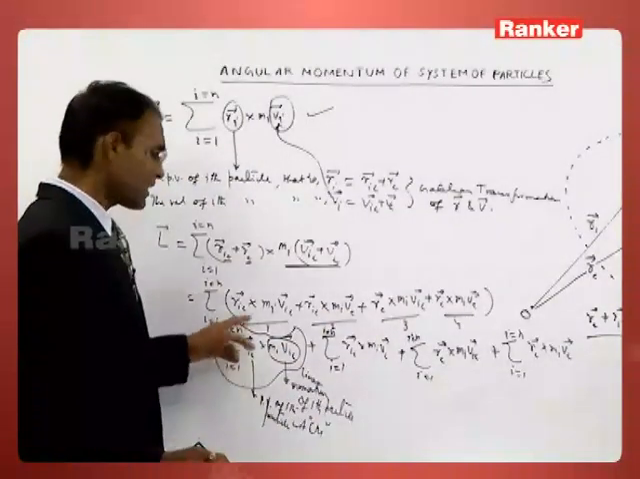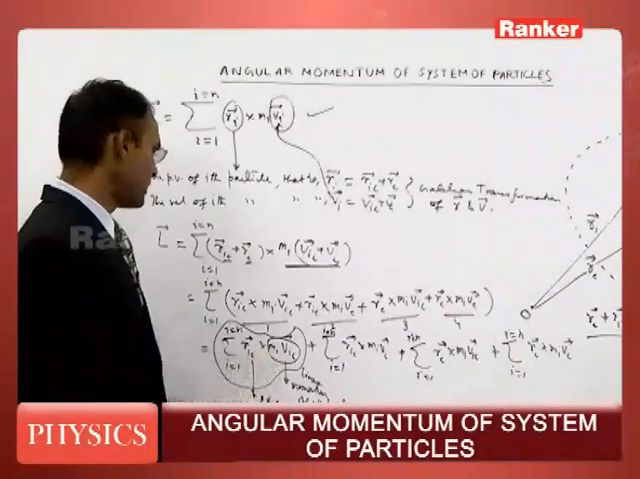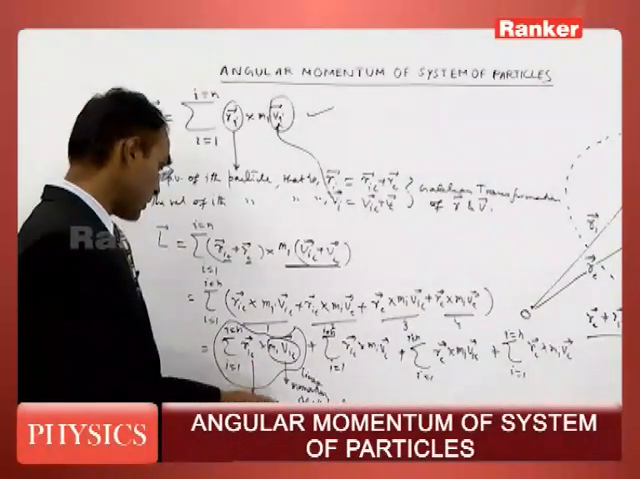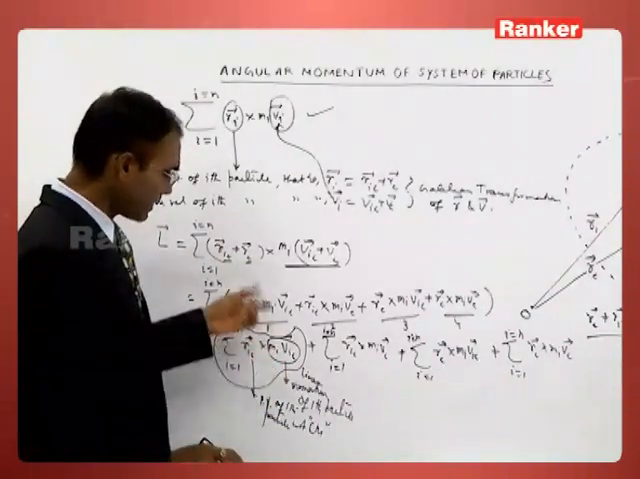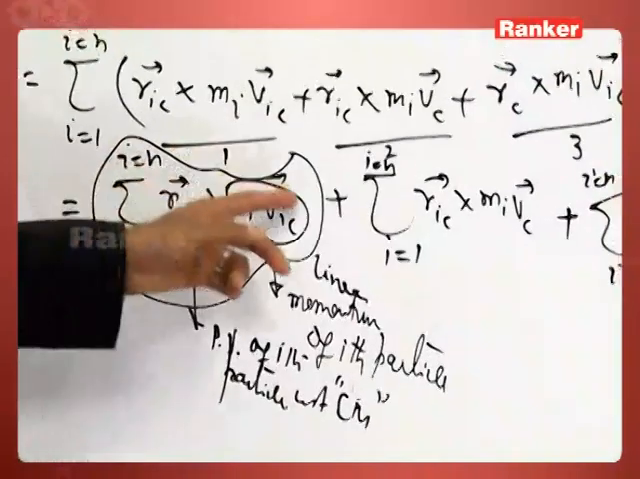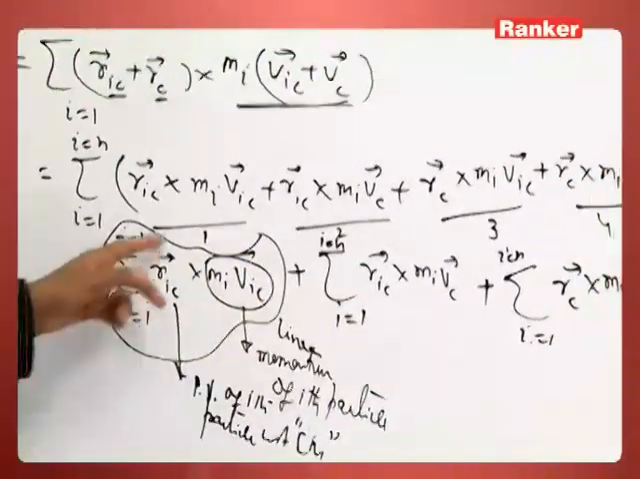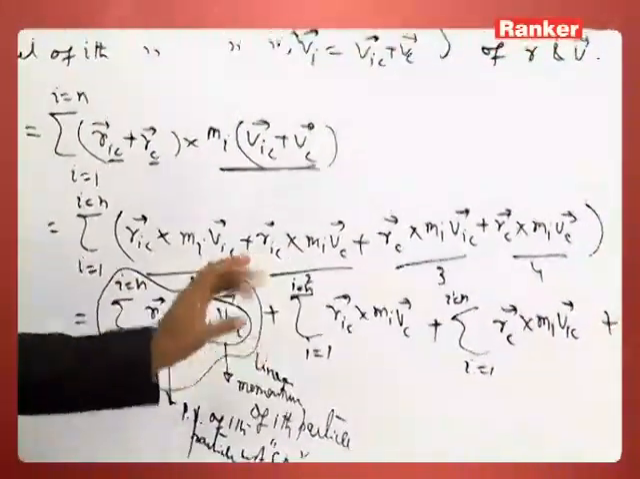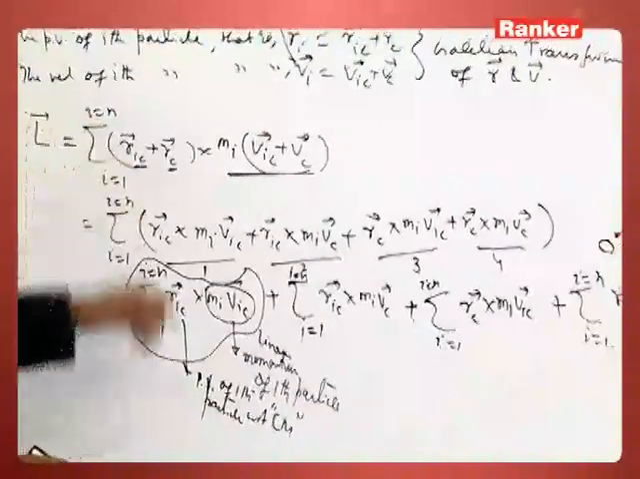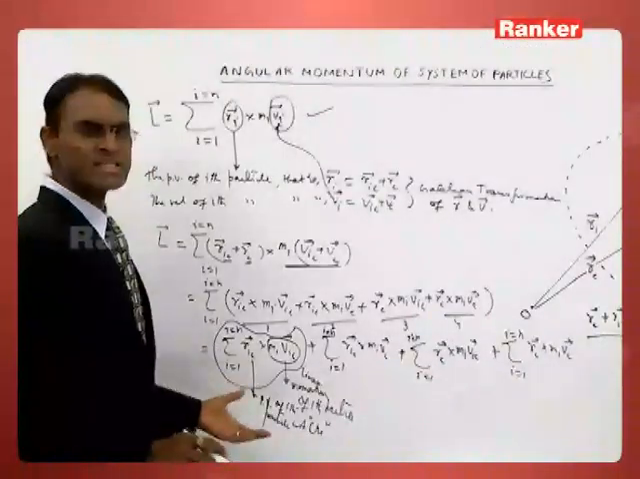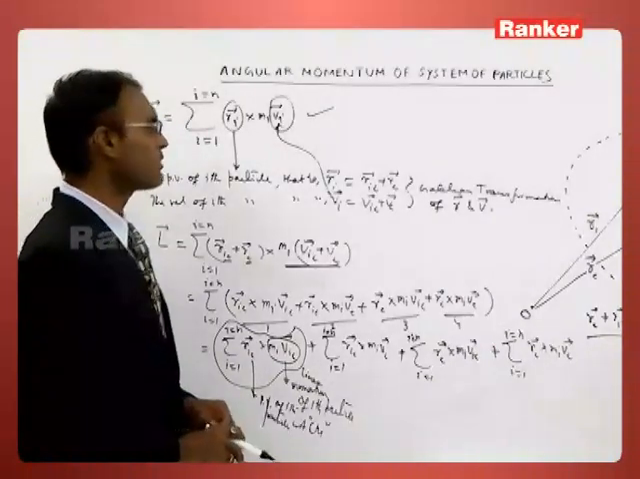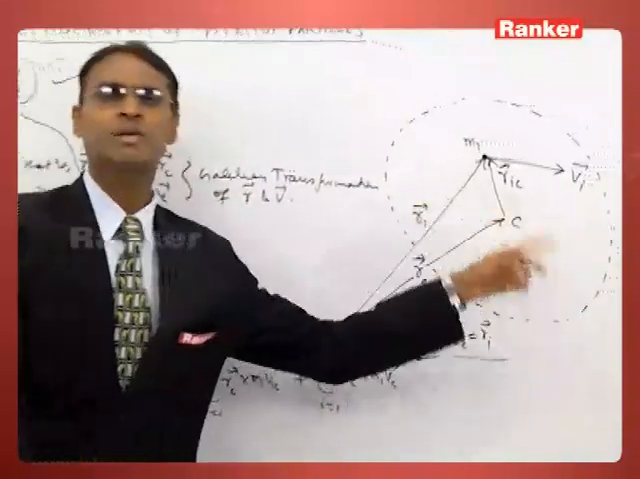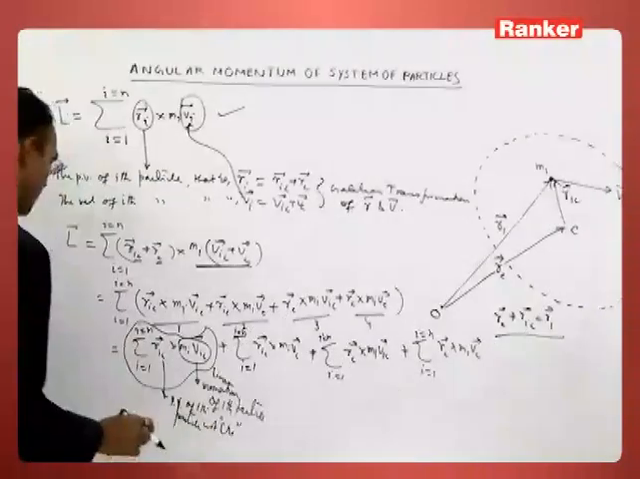Since the position vector with respect to center of mass, cross the momentum of the ith particle with respect to center of mass, we can call it the angular momentum of the ith particle with respect to center of mass, and addition of all. So this first term gives us the total angular momentum of the system measured with respect to center of mass frame.